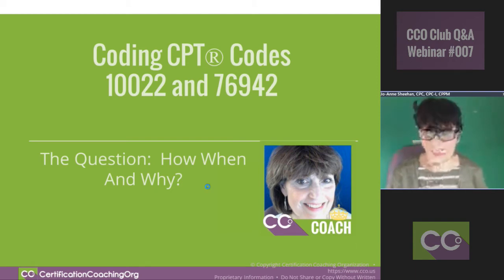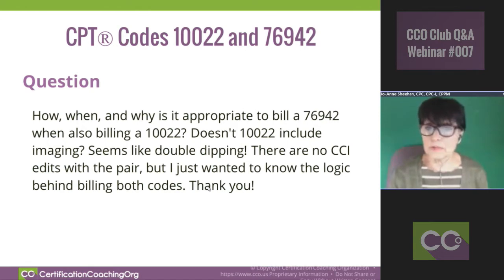So the question is, how, when, and why is it appropriate to bill a 76942 when also billing a 10022? Doesn't 10022 include imaging? Seems like double dipping. There are no correct coding initiative edits with the pair, but I just wanted to know the logic behind billing both sides. Thank you.